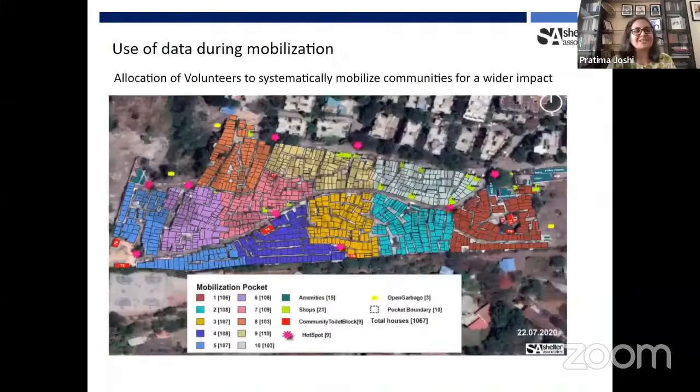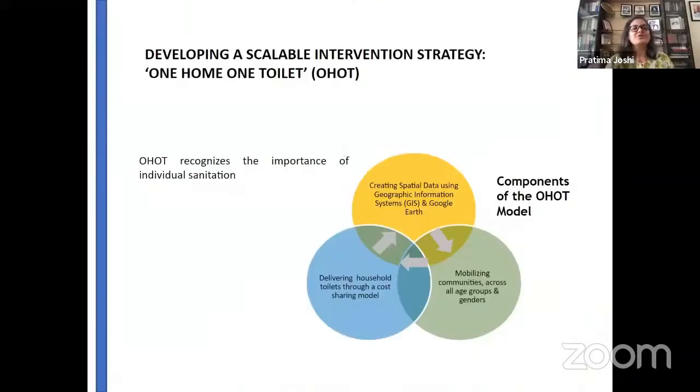Okay, before that, let me also say, please go back to the earlier slide. So as I said, this is the kind of data that we collect, and this is the kind of involvement that we have from the government as well as the communities. So how did we apply it to our sanitation?